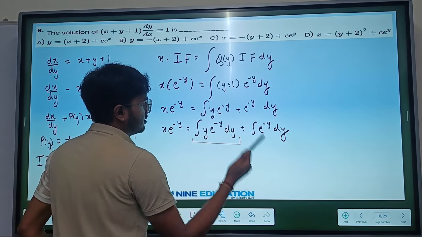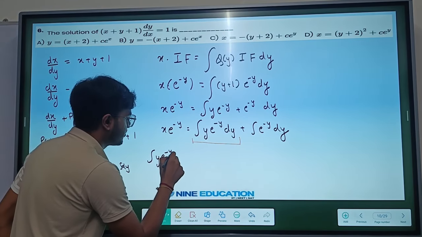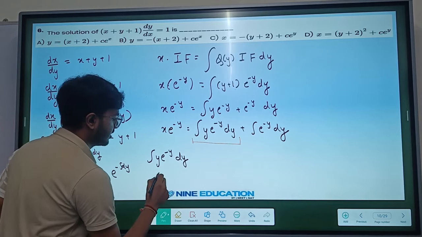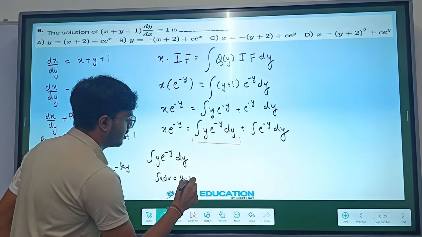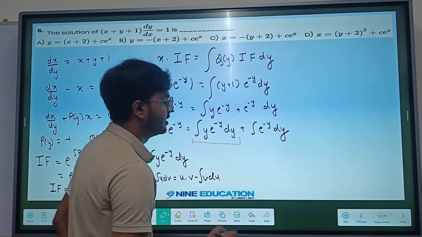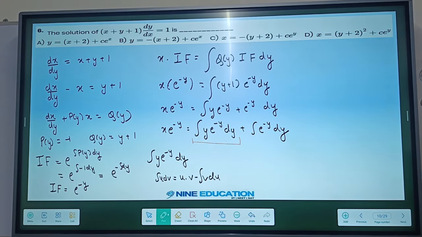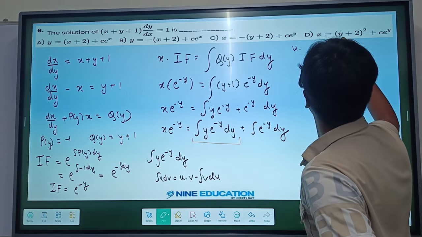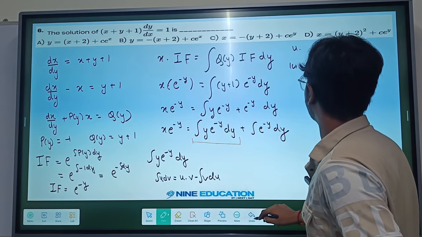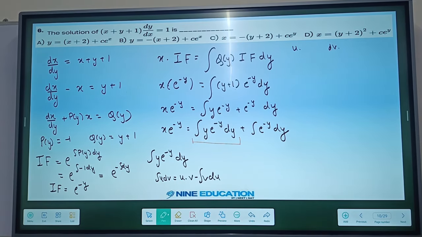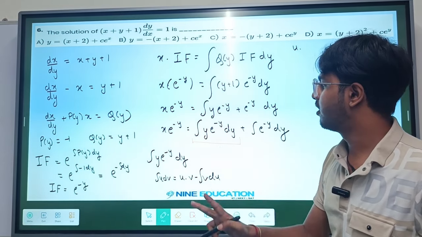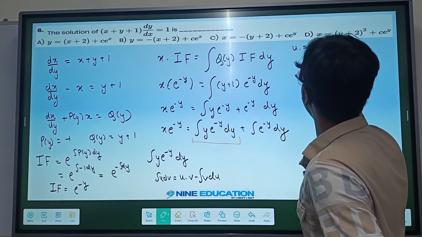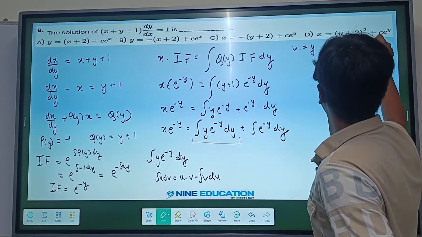How to solve this? For y e power minus y dy, we'll use integration by parts. Integration by parts: integration of u dv equal to u into v minus integration of v du. So for this, I need to find u, I need to find dv. For that, I'll use the ILATE rule. According to ILATE rule, what will be u, what will be dv? Inverse not there, log not there, algebra is there. So u will be y and dv will be e power minus y dy.